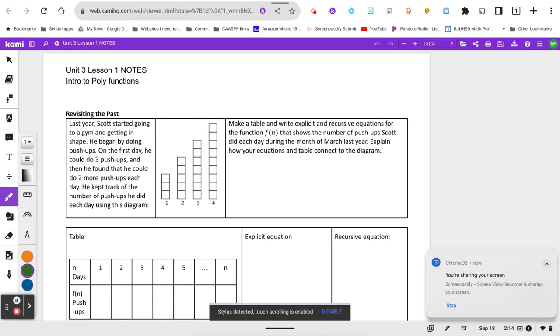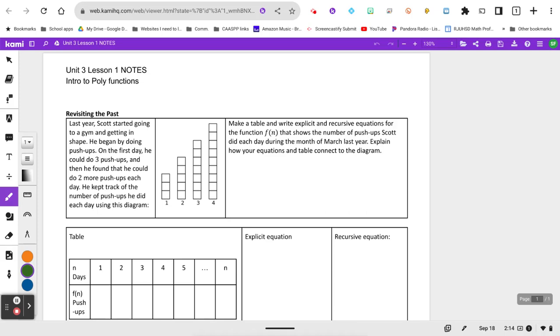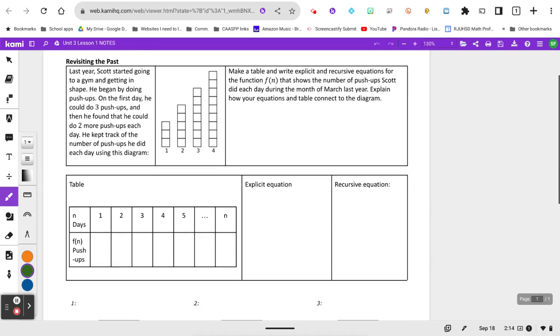Okay, today we're going to be working on Unit 3, Lesson 1 notes. This is the introduction to polynomial functions. So hopefully you've done something similar to this before.